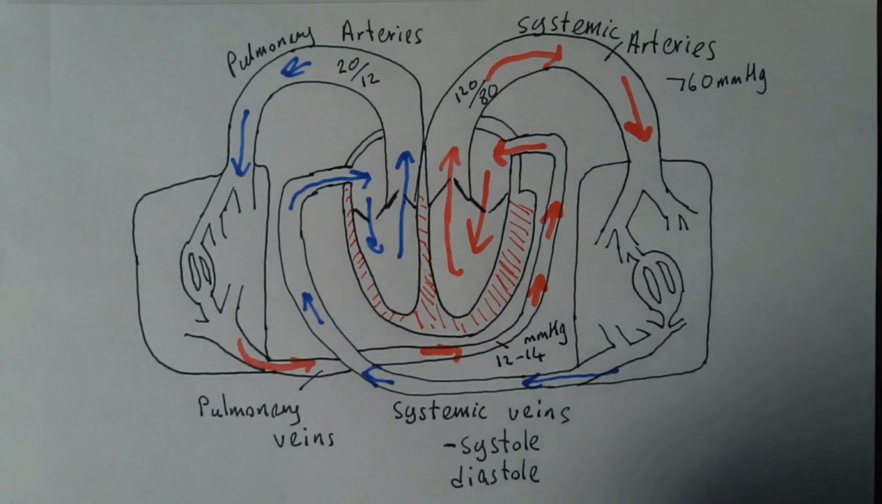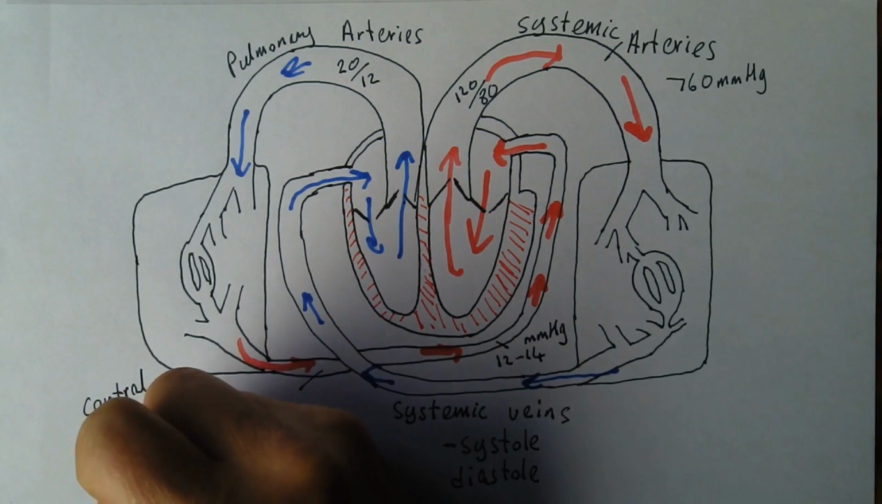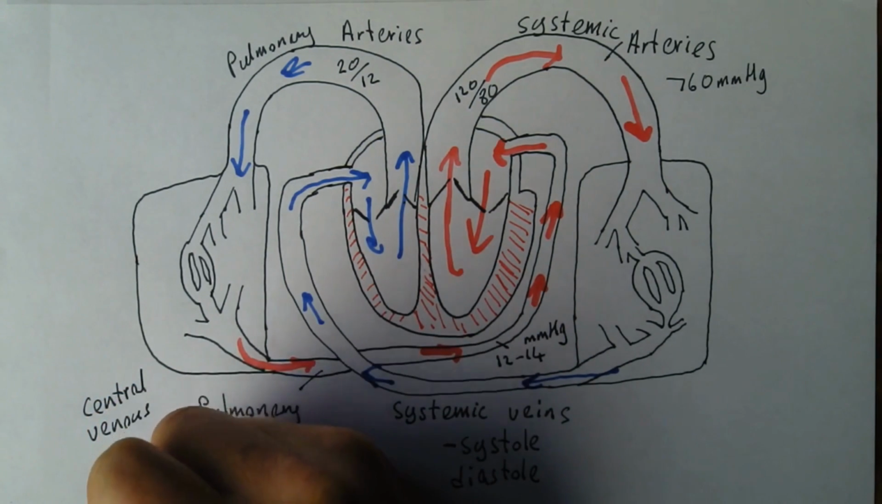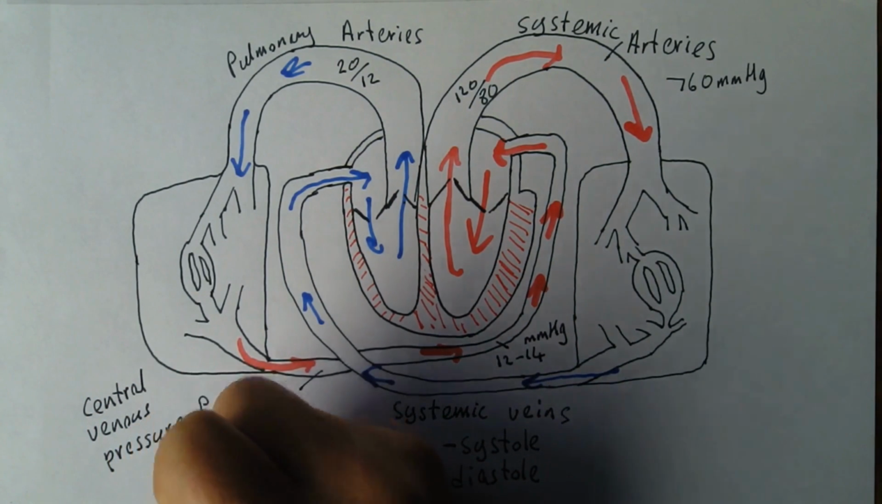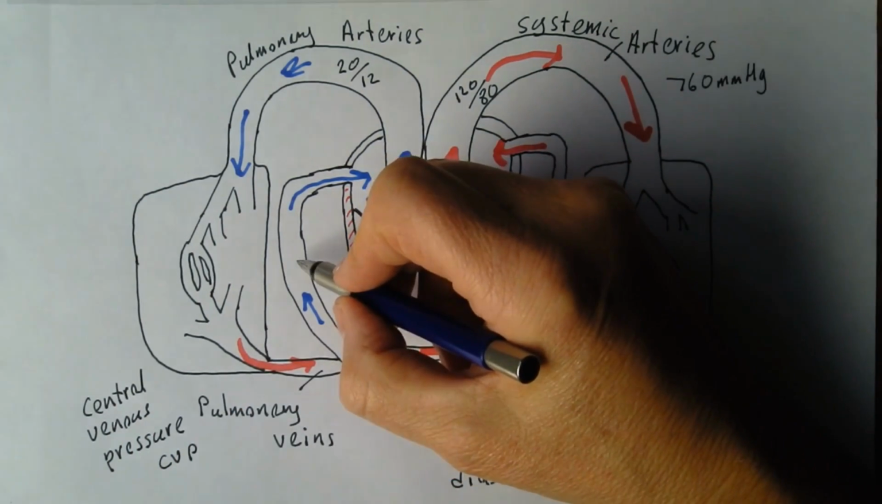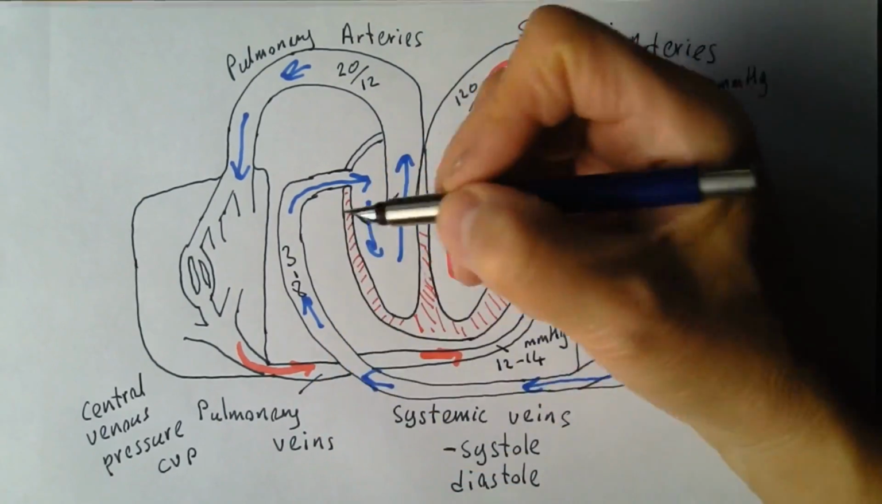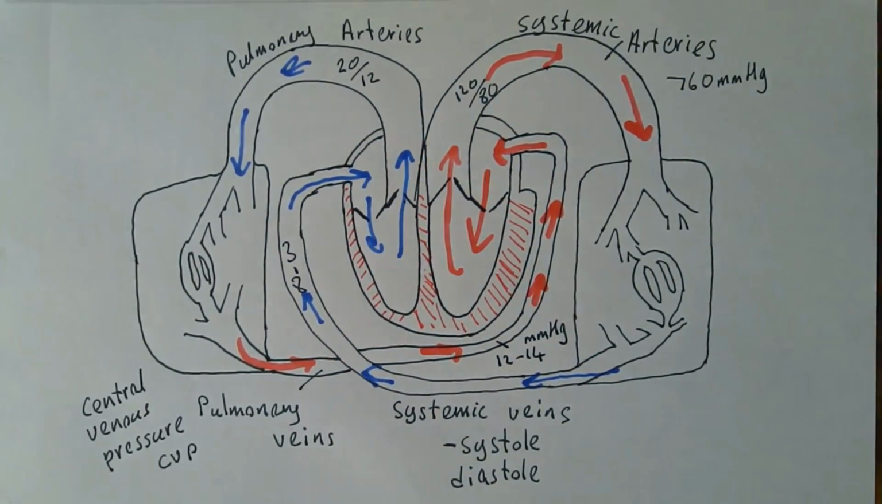And there's another pressure called the central venous pressure, CVP, in the large veins here, and that might be 3 to 8 millimeters of mercury, 3, 4, 5, 6, 7, 8 millimeters of mercury, that kind of range.